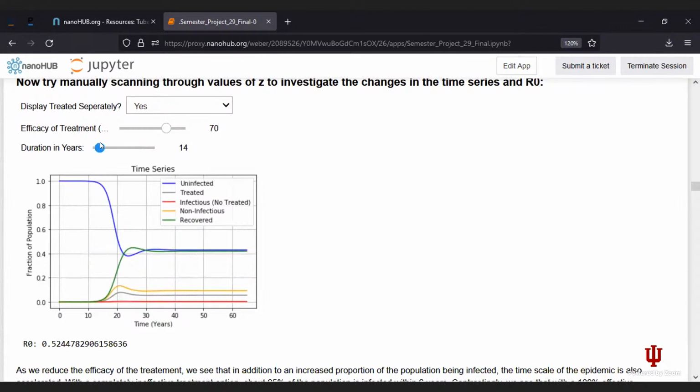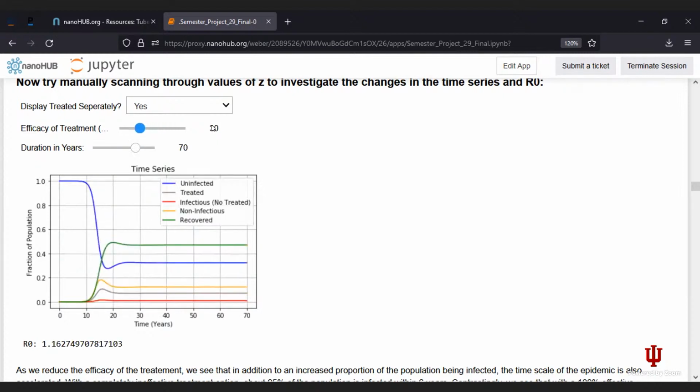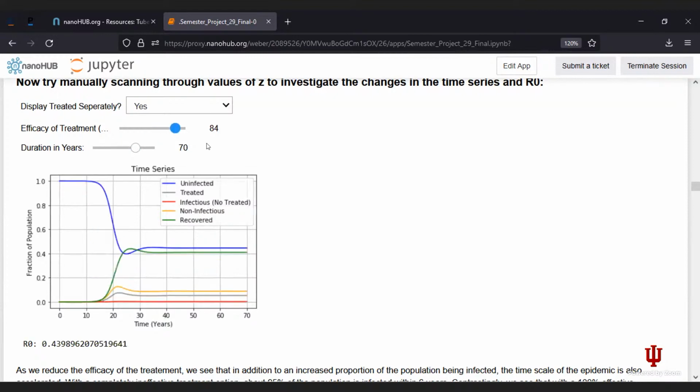So it's the same idea here, where if the efficacy goes up, then we'd expect the number of treated people to maybe stay the same, but susceptible goes down.